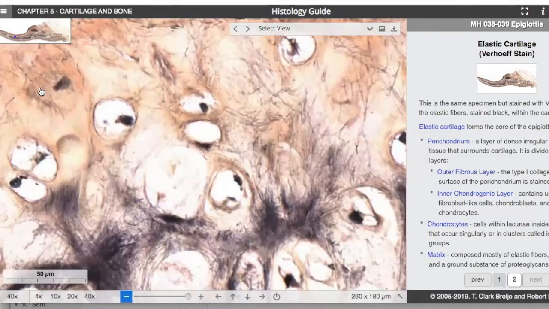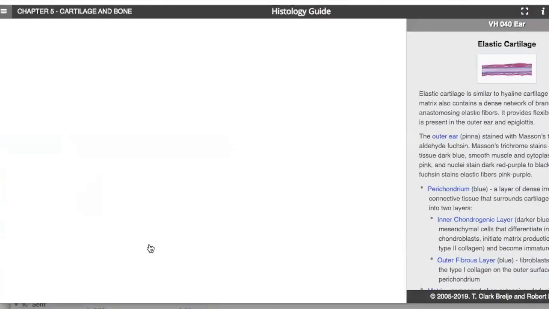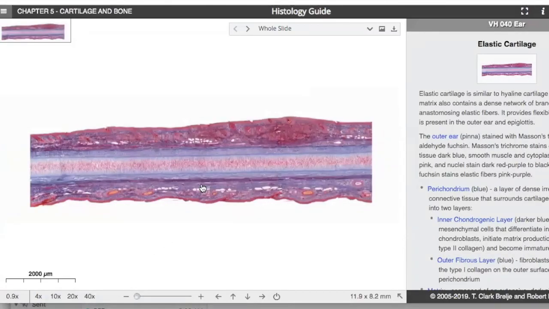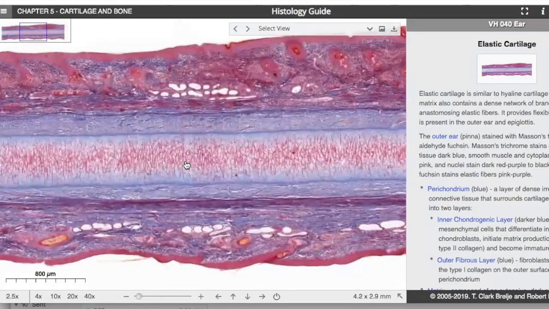Right? Like your ear is made of elastic cartilage, and that's why you can sleep on it all night and it'll bounce back into shape in the morning. So here's a sample of your ear, actually. In this case, the elastin is stained red.